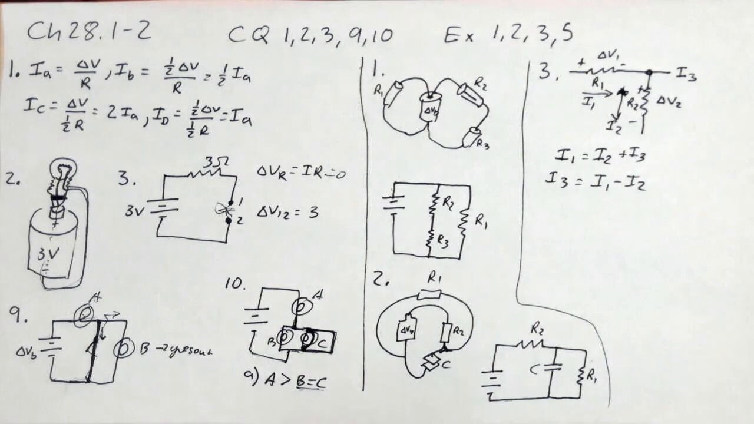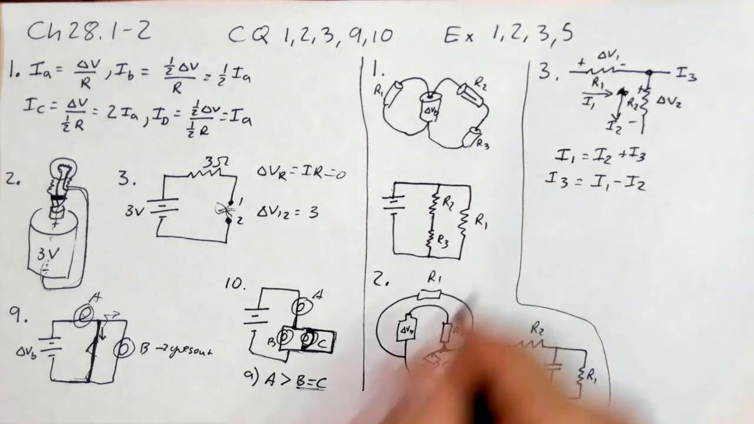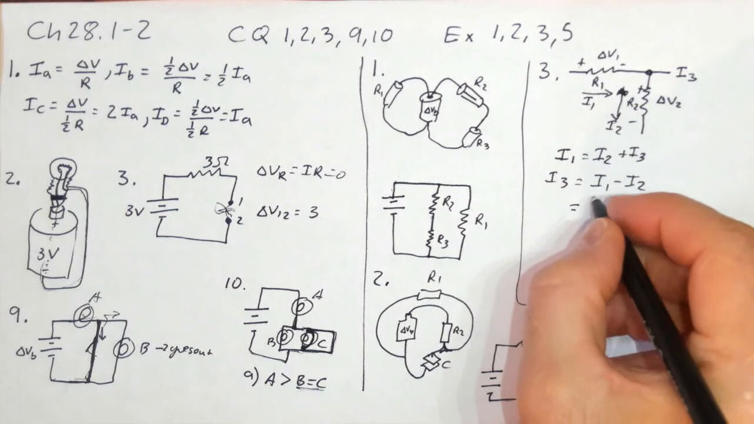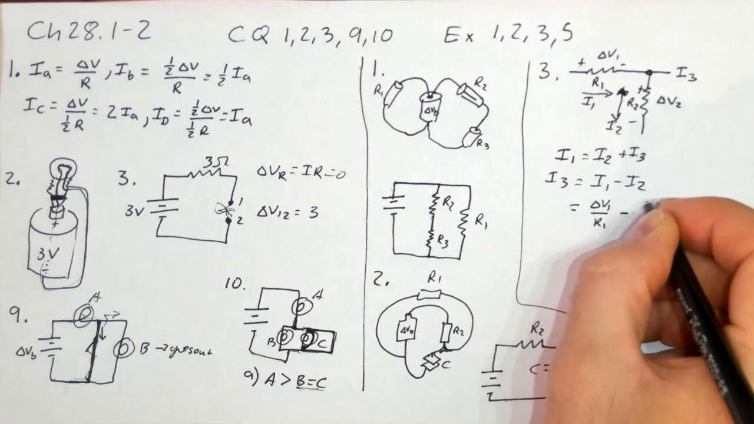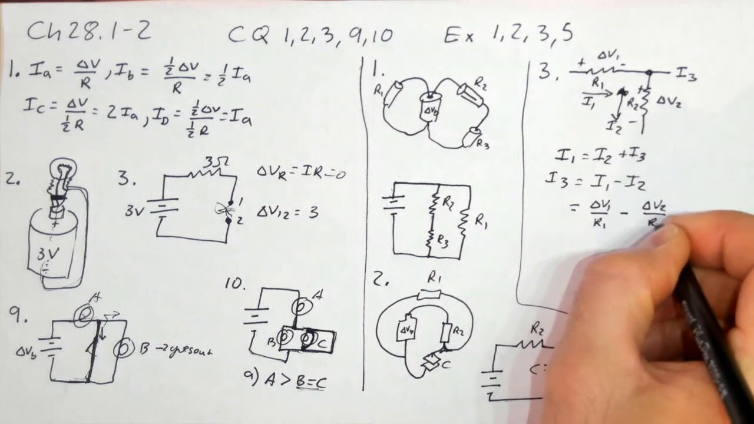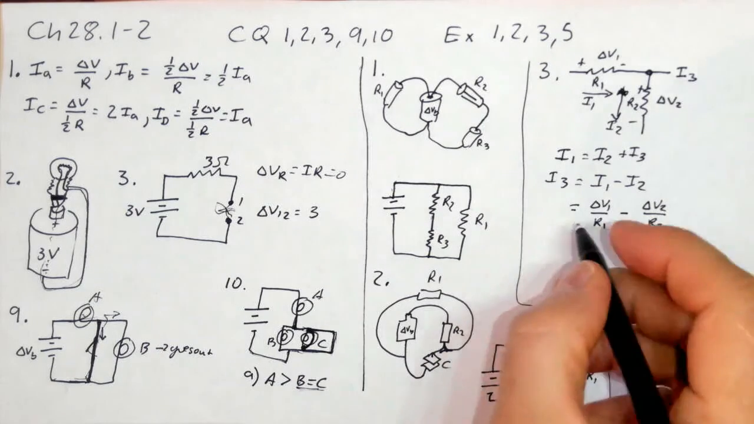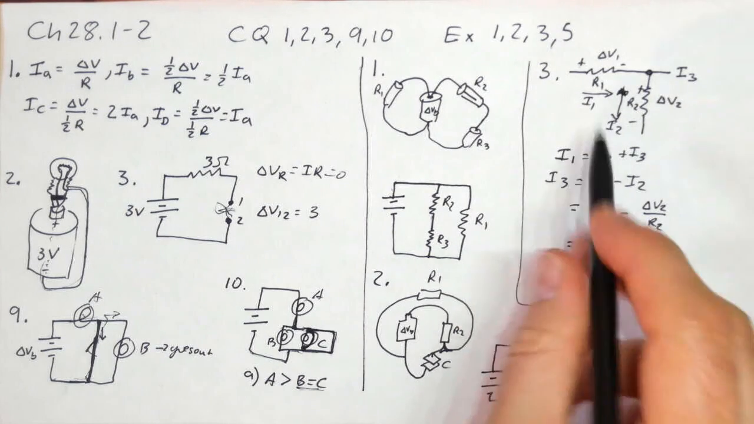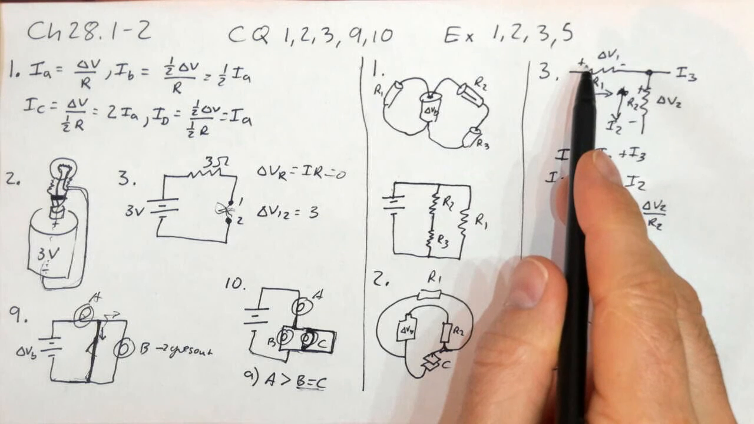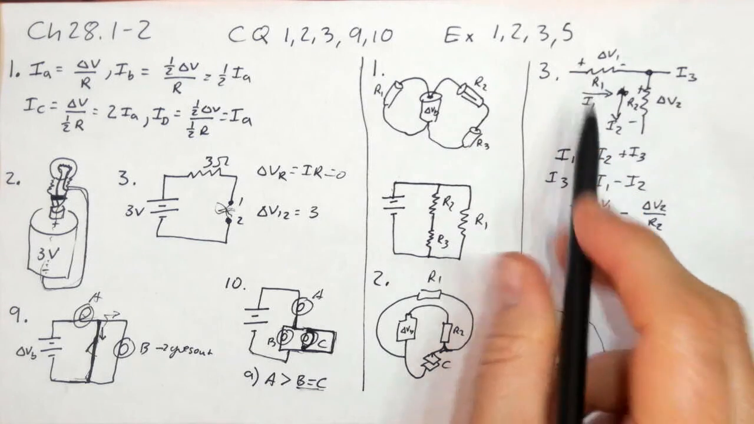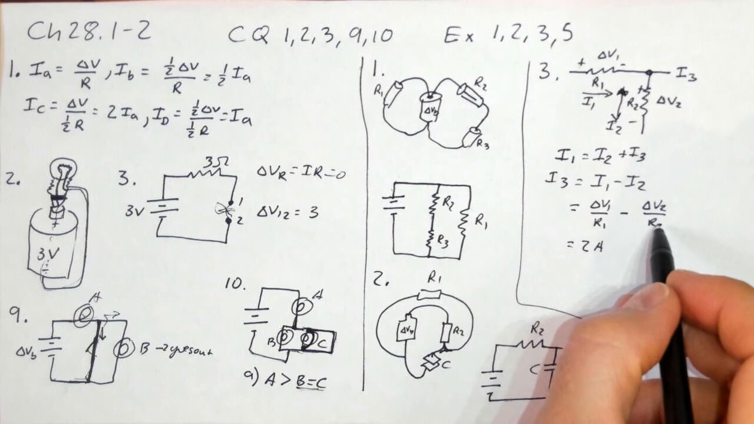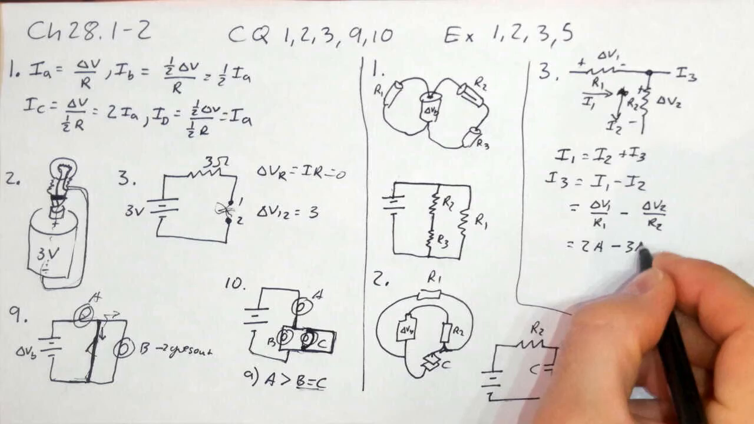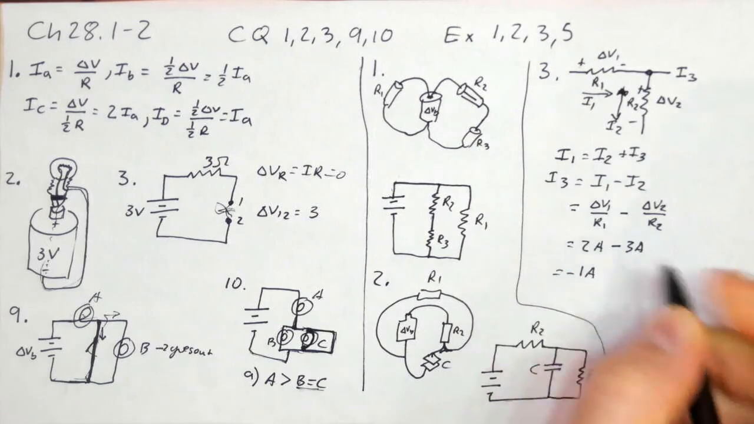Right? Now I'm not given the currents. How do I find the currents from what I am given? Okay, using Ohm's law. So I can write I1 is delta V1 over R1 minus delta V2 over R2 for I2. And I've got the numbers there. Delta V1 over R1, that is going to be 2 amps. And delta V2 over R2, that's 15 divided by 5 is 3 amps. And I get a negative 1 amp.